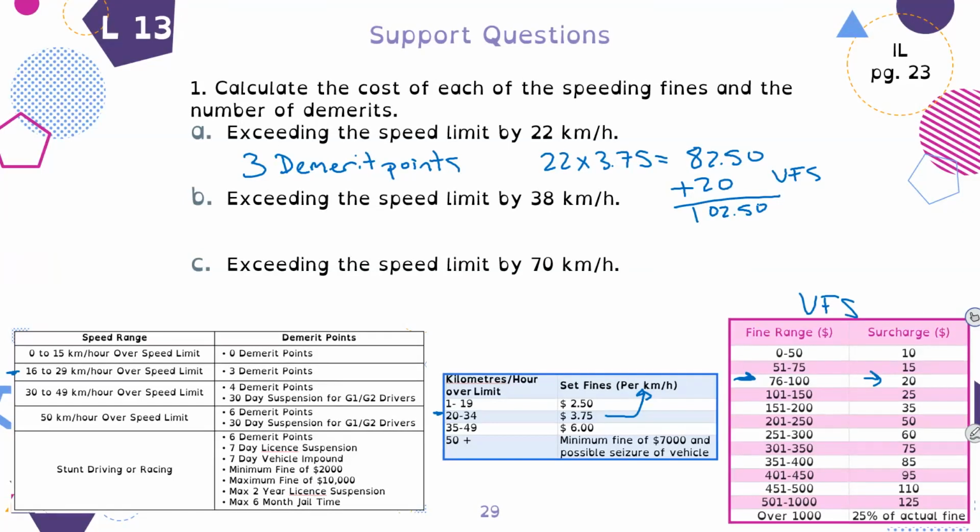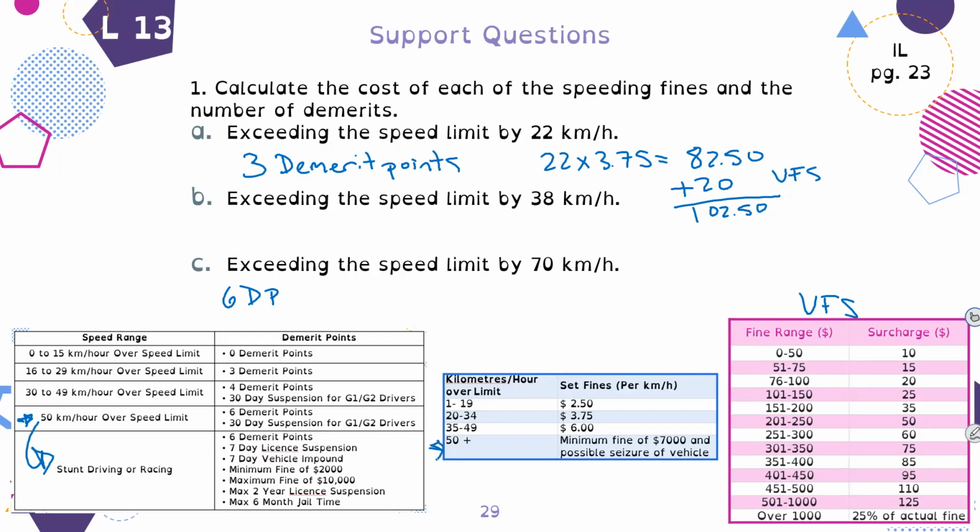Okay, let's do part C. So erasing all of those bits. Here we're exceeding the speed limit by 70 kilometers per hour. So 70 kilometers per hour would fall into the 50 kilometers an hour or more, so you get 6 demerit points. And potentially, depending on if they decide it's stunt driving and racing, you might have a license suspension, your vehicle impounded, a minimum fine of $2,000, possibly a license suspension for 2 years, possibly jail time. It's all really, really fast, exceeding the speed limit, so they might deem it as something more.